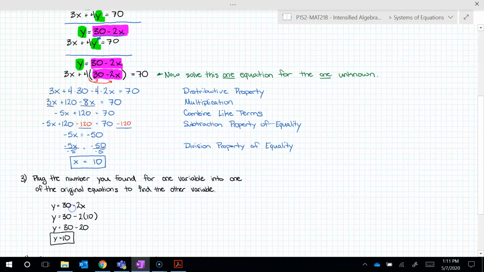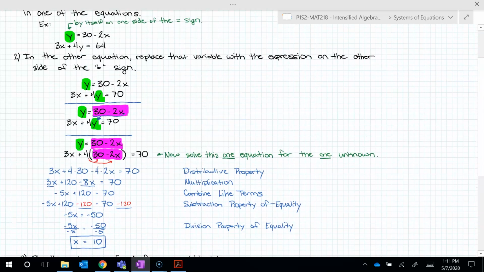I can combine my like terms. I have 3x's and negative 8x's. When I put those all together, I have negative 5x's. 3 minus 8 is negative 5. Get rid of the 120 on this side by subtracting 120 from both sides of the equal sign. That goes away, and I'm left with negative 5x equals negative 50. And divide both sides by negative 5 to get x equals 10. So that's all step 2: replace it, then solve for that first unknown quantity that we're trying to find.